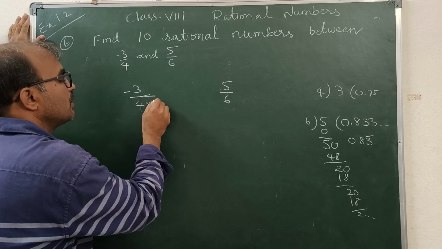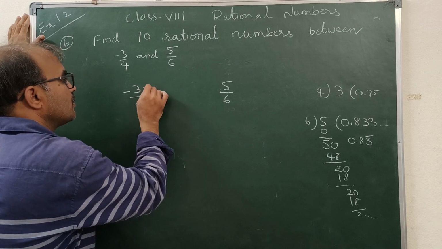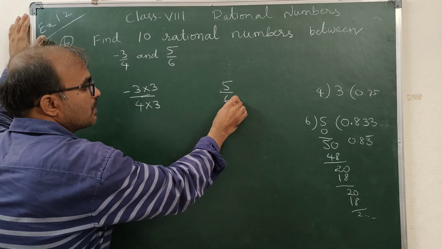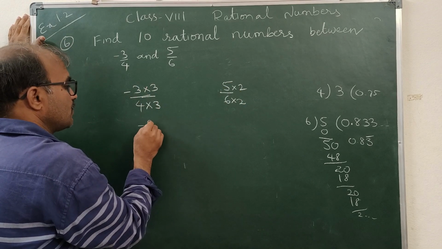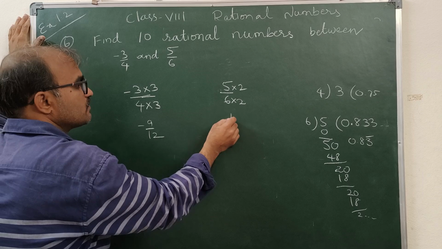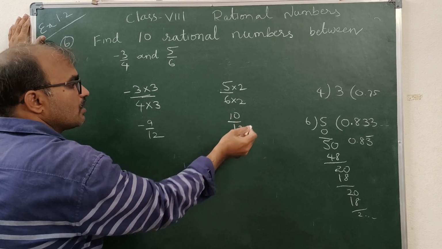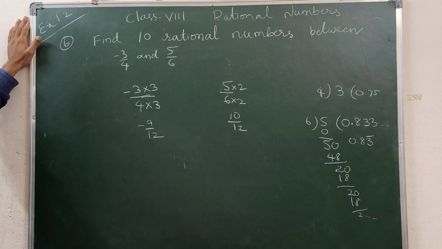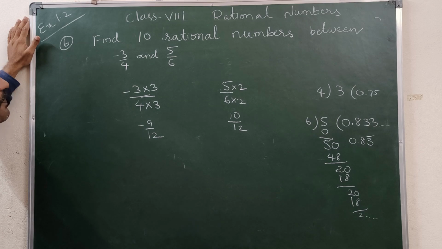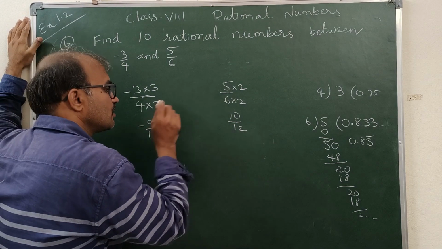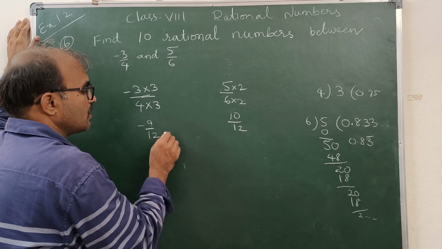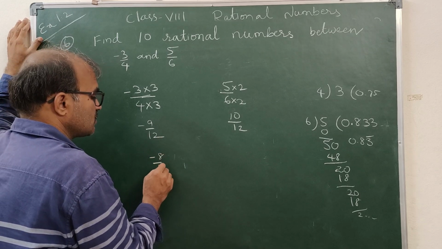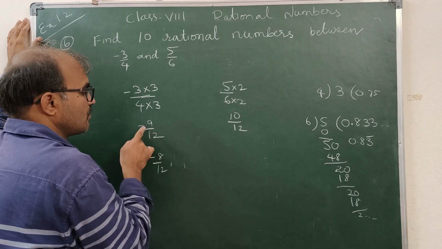So multiply this by 3, numerator and denominator. Multiply here by 2, numerator and denominator. So this will become minus 9 by 12. This will become 10 by 12. Now you can write any number of fractions. You can write 10 easily here. Between minus 9 and 10, there will be more than 10 numbers, right? So you can write the numbers minus 8 by 12 between them.